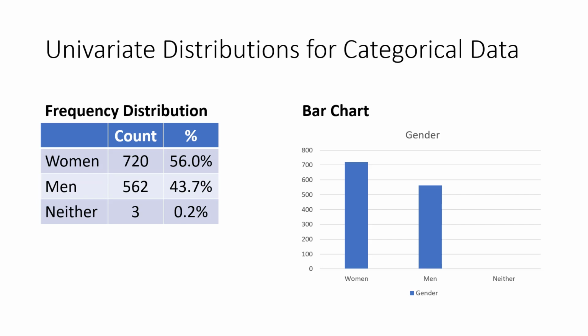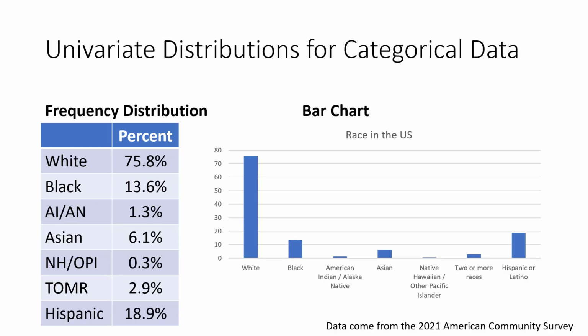Or we might look at something like race in the U.S. population. And this is information coming from the 2021 American Community Survey run annually by the census. And in that year's survey, we found that Americans broken out by race constitute 75.8% white, 13.6% black, and so forth and so on down the line, as you can see here. And I've also graphed that on the right so that you can see what that looks like visually.